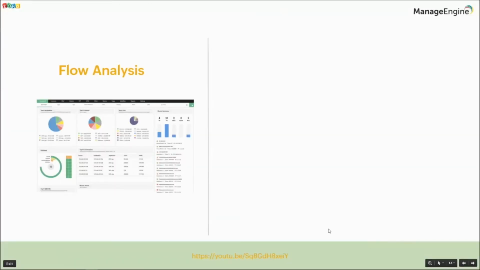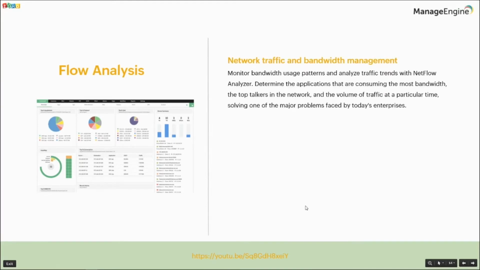Now we are going to start with the first add-on, which is called Flow Analysis. Flow Analysis is a network traffic and bandwidth management tool, which is going to give you monitoring capacity for bandwidth usage patterns and analyze the traffic trends with NetFlow Analyzer. This also helps you determine the applications that are consuming the most bandwidth, the top talkers in your environment, and the volume of traffic at a particular time, to solve one of the major problems that are faced by enterprise customers as of today.